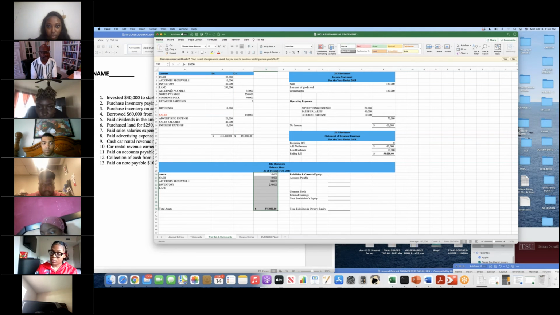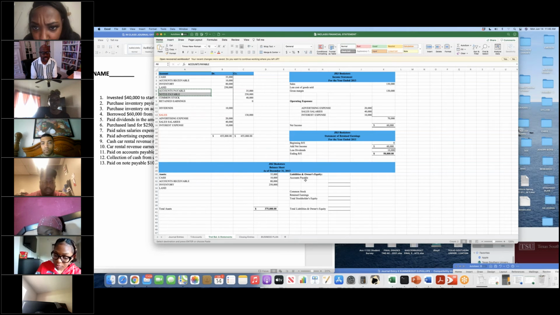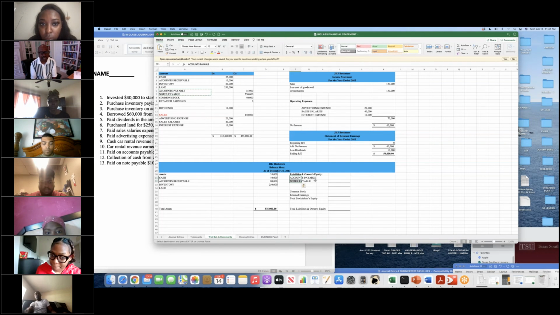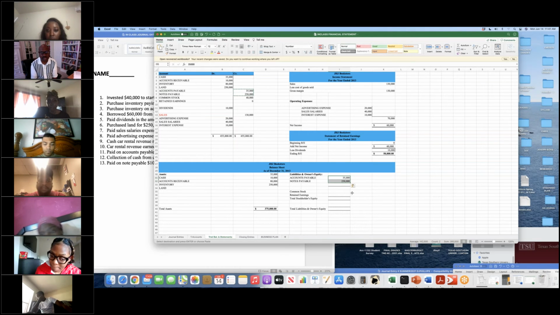Okay, so let's get our liabilities. Accounts payable, notes payable, copy that. So here's accounts payable, notes payable. Then we're going to come and pick up the amounts. And we're going to auto sum them. So our total liabilities is 285,000.